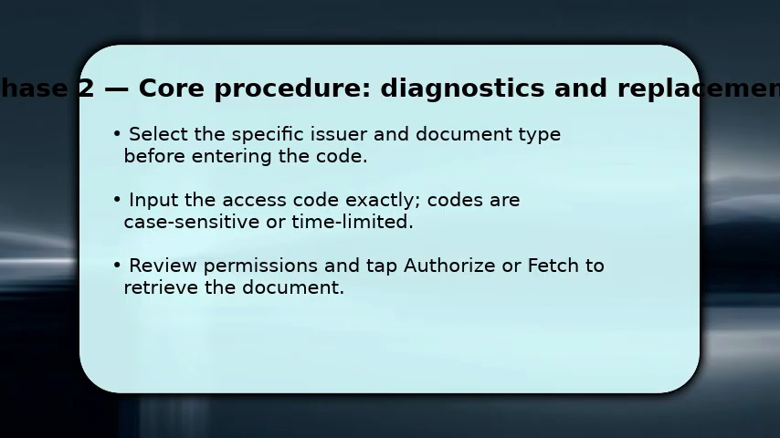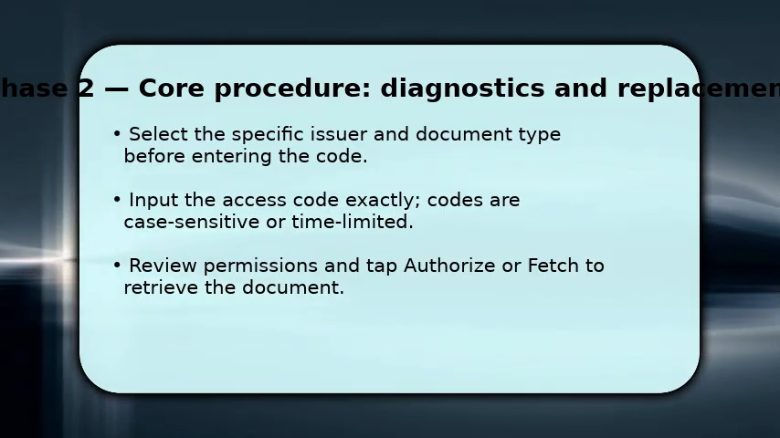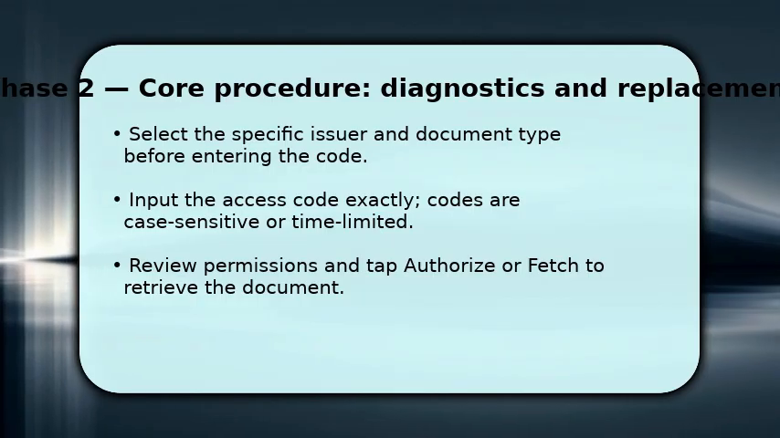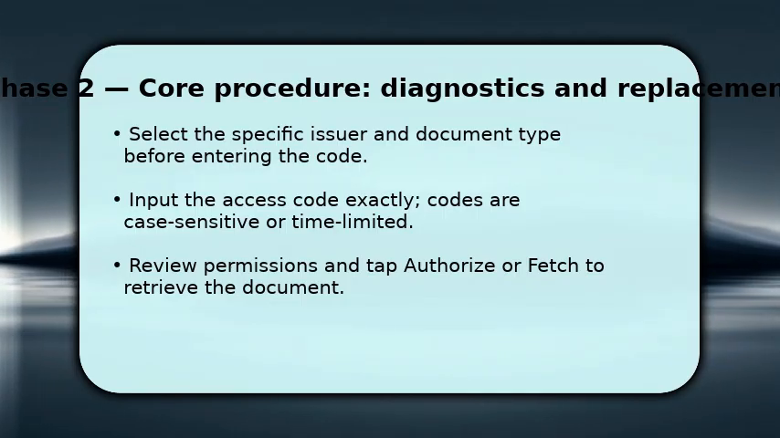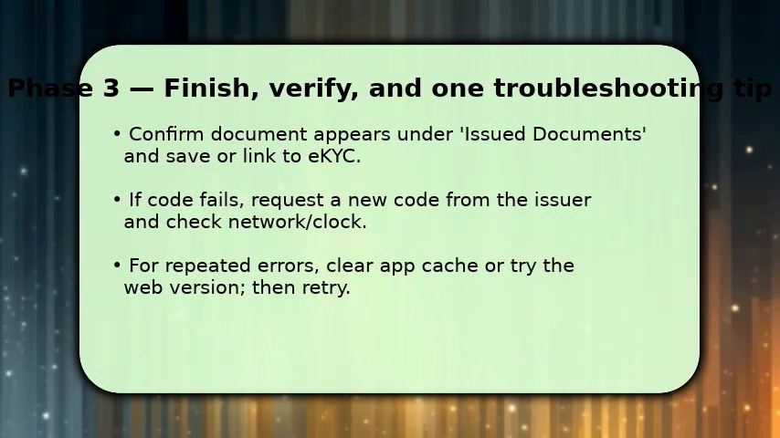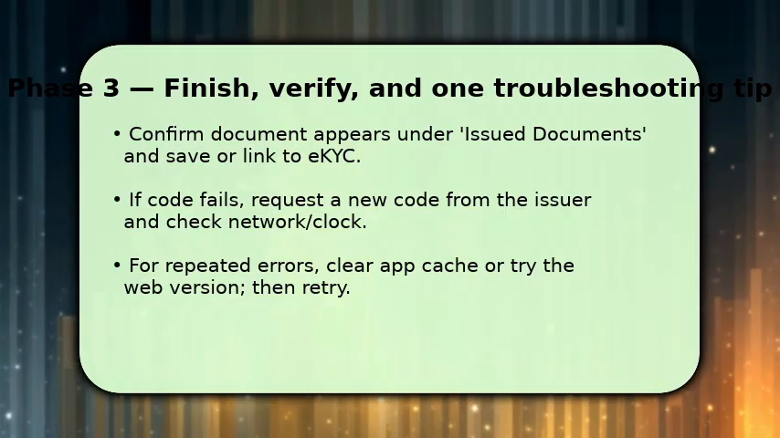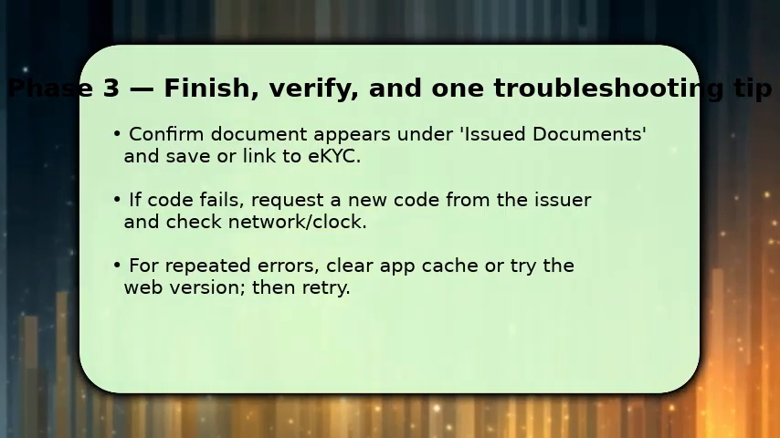After input, Digilocker shows the permission screen, review what the issuer will share, then tap Authorize or Fetch. This step pulls the certified document into your account, so wait for the confirmation and avoid closing the app mid-transfer. Finally, check Issued Documents to confirm the file is present. Download or link it where needed.